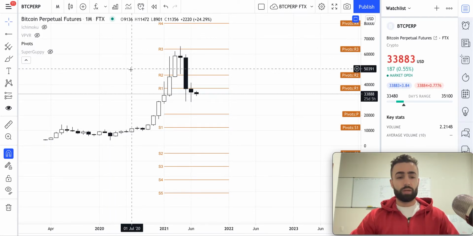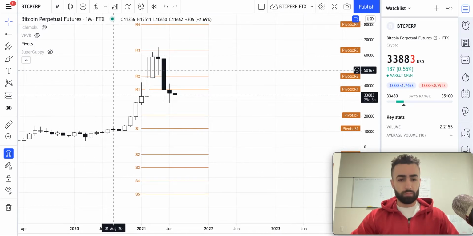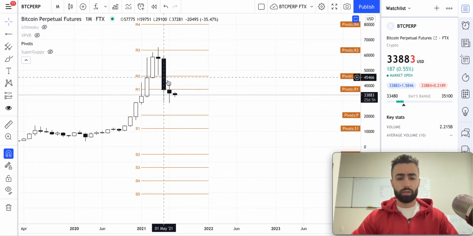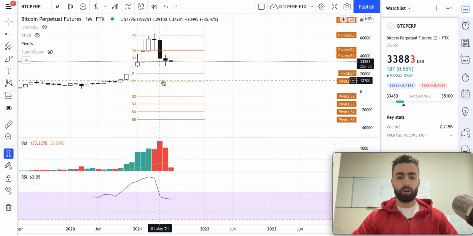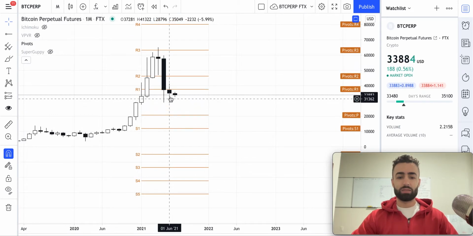So let's start off with Bitcoin on the monthly time frame here. We're looking at this drawdown here. You can see it is starting to become weaker, and the way we know that is the declining bear volume as well as these wicks on these last two monthly candles.